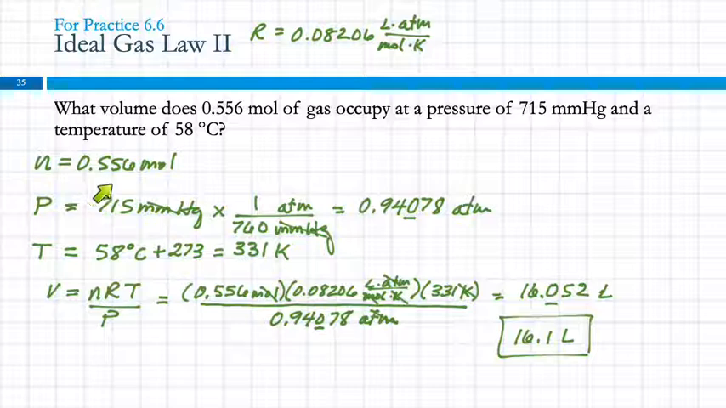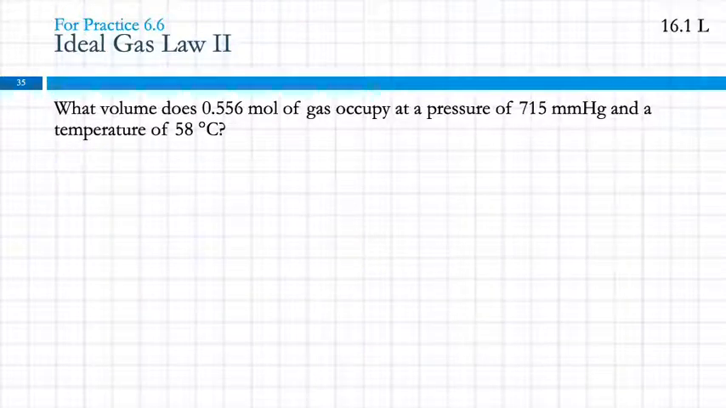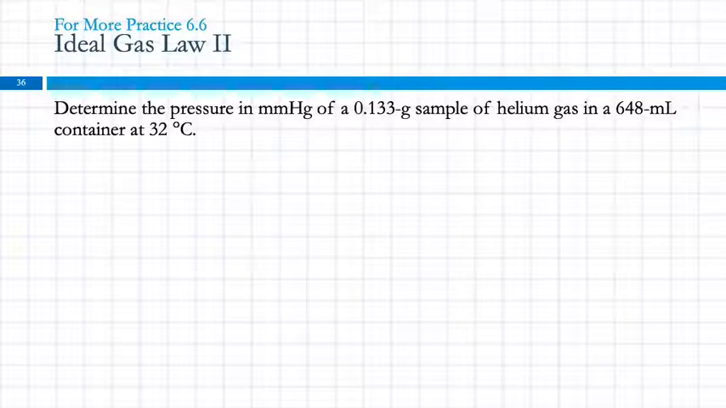The moles has 3 sig figs. The pressure has 3 sig figs. 715 is a whole number, but that doesn't mean it's exact. This one's exact, this relationship. Yeah. So we can't look at this 58 and say, oh, my answer's going to have 2 sig figs. Any other questions? So 16.1 liters.